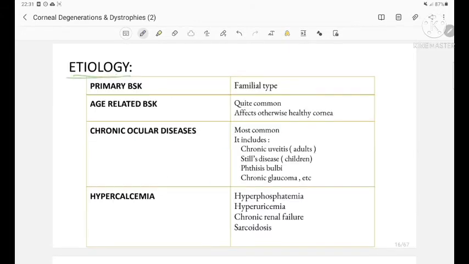Etiology for calcific degeneration: primary band shaped keratopathy is of familial type. Age related band shaped keratopathy is quite common, and affects otherwise healthy cornea. Chronic ocular diseases are the most common cause, including chronic uveitis in adults, Still's disease in children, phthisis bulbi, chronic glaucoma, etc. And hypercalcemia can also lead to band shaped keratopathy. The conditions in which hypercalcemia is seen are hyperphosphatemia, hyperuricemia, chronic renal failure, and sarcoidosis.